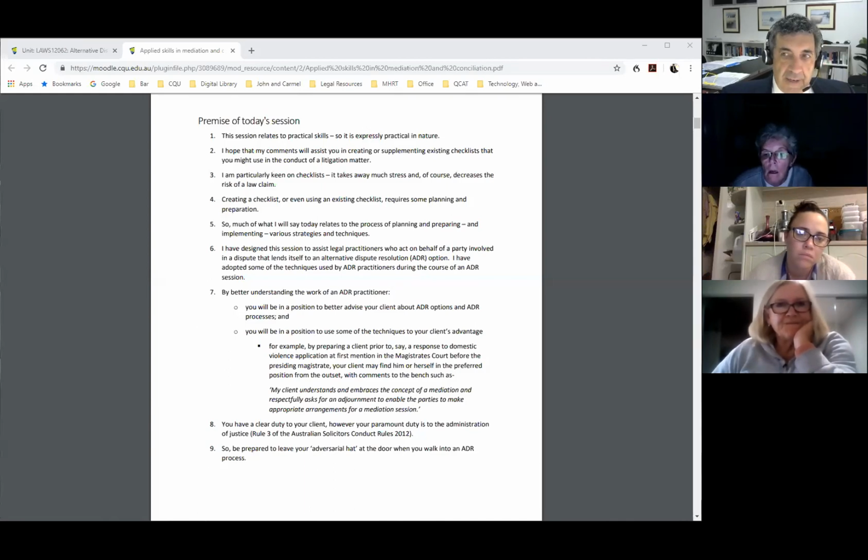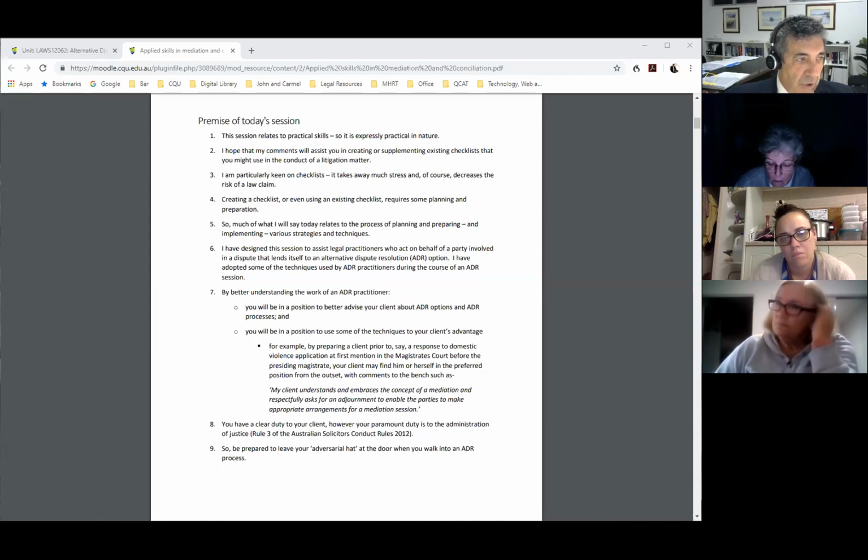If you understand and can practice as an ADR practitioner, you'll be in a better position to advise your clients about ADR options and ADR processes. In other words, you'll be able to use some of the techniques to your client's advantage. So, for example, if you're preparing a domestic violence application before the presiding magistrate, your client may find him or herself in the preferred position from the outset.